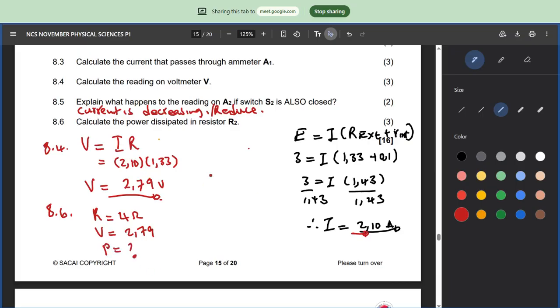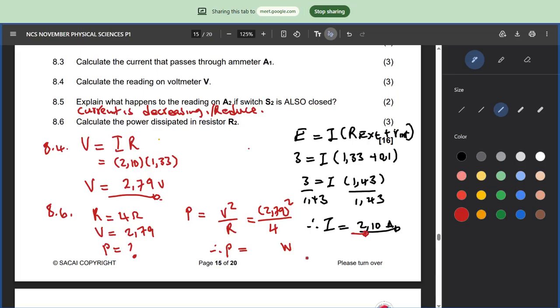You go to your formula sheet, you look for the formula that has R, V, P. So the formula that has RVP is P is equal to V squared over R. Then you just substitute. Your V is 2.79, everything squared. Your R is 4. So whatever that you get is your power, and it should be in watts.